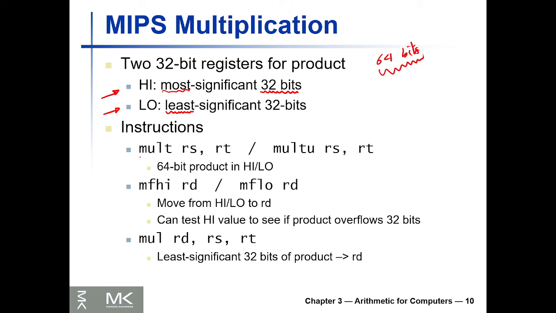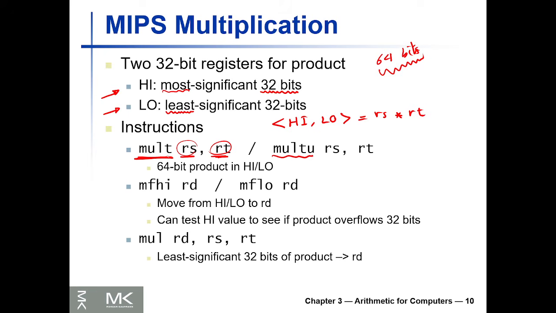Now what is this instruction? The instruction is called mult. So when you say mult RS RT, and also multu RS RT, this will basically multiply RS and RT, and the result will be in HI and LO concatenated together.